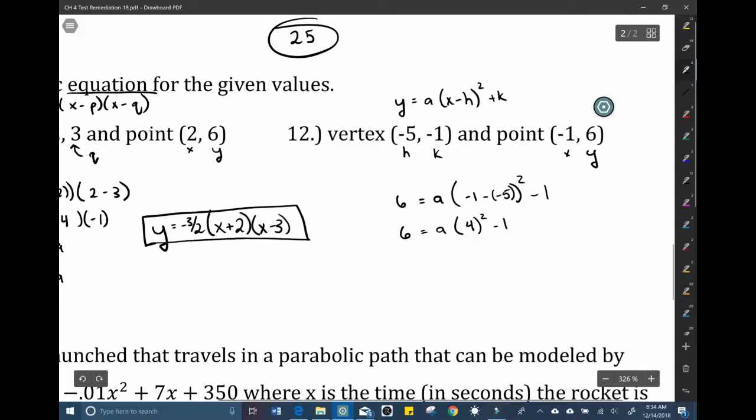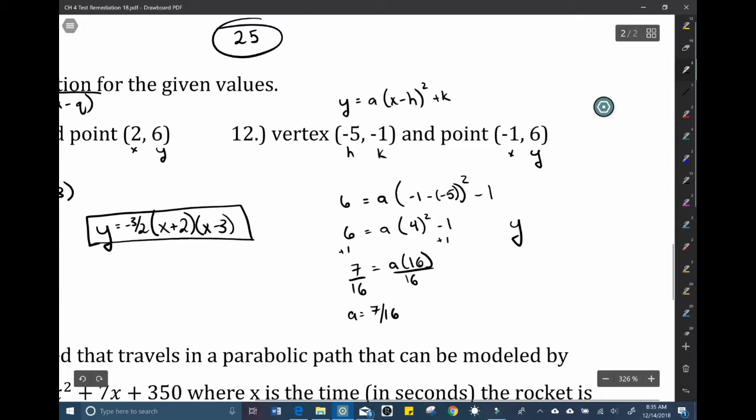You have options to solve for a here. Let's add the 1 over. So we have 7 is equal to a times 16. If we divide each side by 16, a is equal to 7/16. Now, that being said, your equation, though, is y equals 7/16 times quantity x plus 5 squared minus 1. That is what I was looking for.